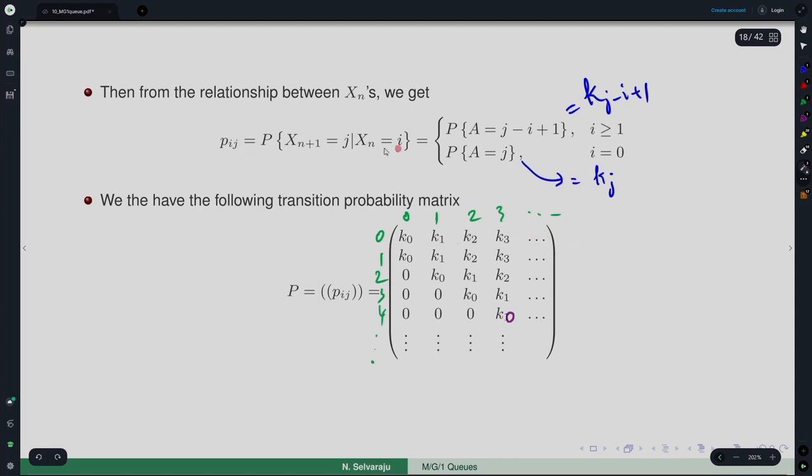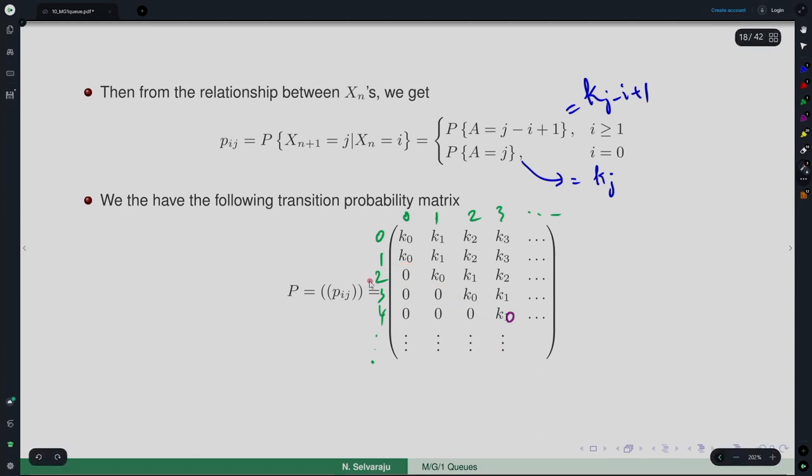Now, when i is greater than or equal to 1, then X_{n+1} equal to 0 is given by this. Now, for i equal to 1, for example, A is equal to j again, so you will get the same row here. And when i is equal to 2, this has to be a non-negative quantity, otherwise this probability is 0. So that is why you get this portion as 0.